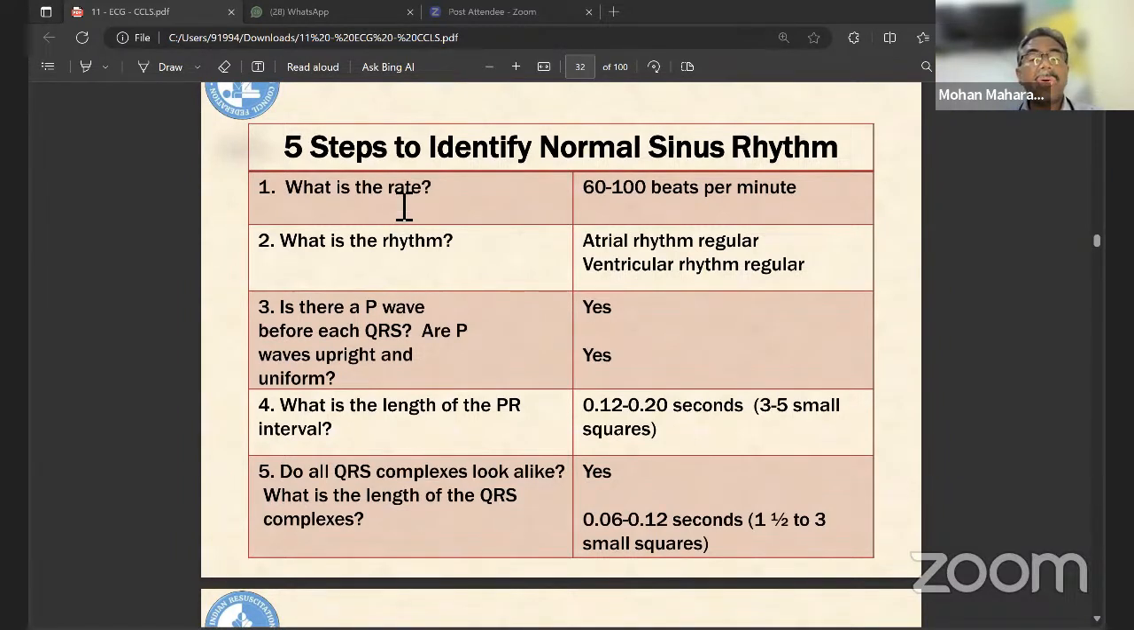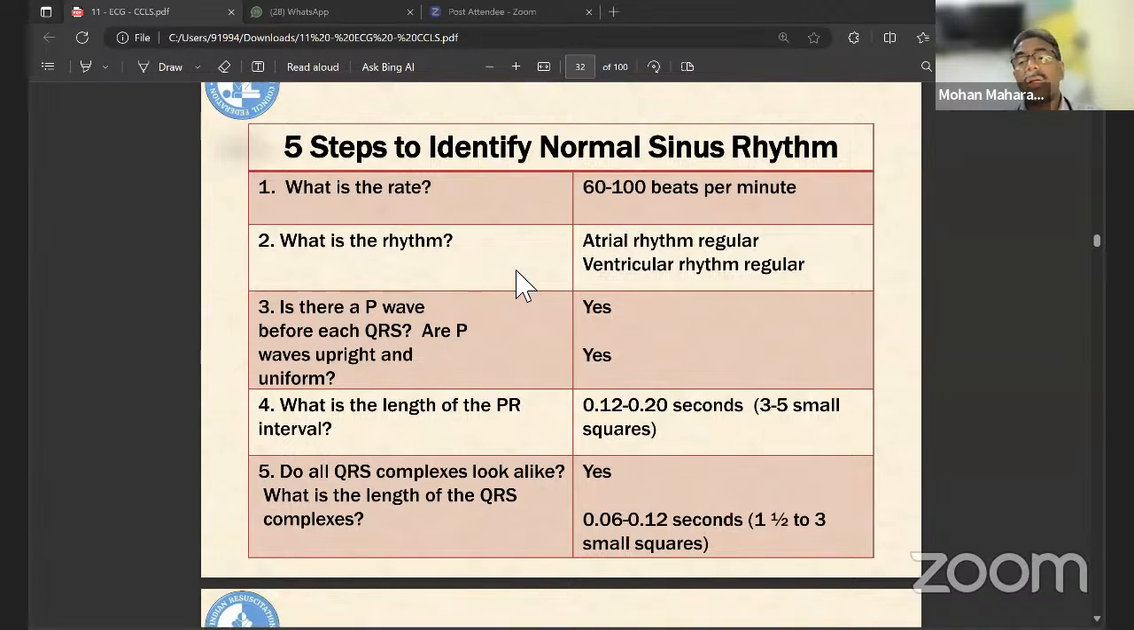Because as we told you: rate, rhythm, P wave, PR interval, and QRS complex. All these 5, how are we going to see them? What is the rate? We all know 60 to 100 beats per minute is normal sinus rhythm. And the rhythm, as we told you, how to look at the rhythm? Atrial rhythm is regular, because PP and RR are regular. So atrial rhythm is regular, ventricular rhythm is regular. Both are regular. That is the rhythm we are looking at.